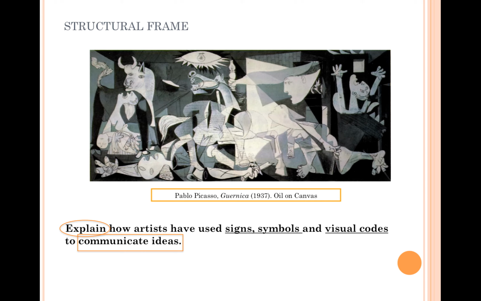Explain is the instruction word. The topic words are signs, symbols, and visual codes because those are very much basic keywords used to describe any attributes, any characteristics associated with the structural frame. And the focus word is communicate ideas.